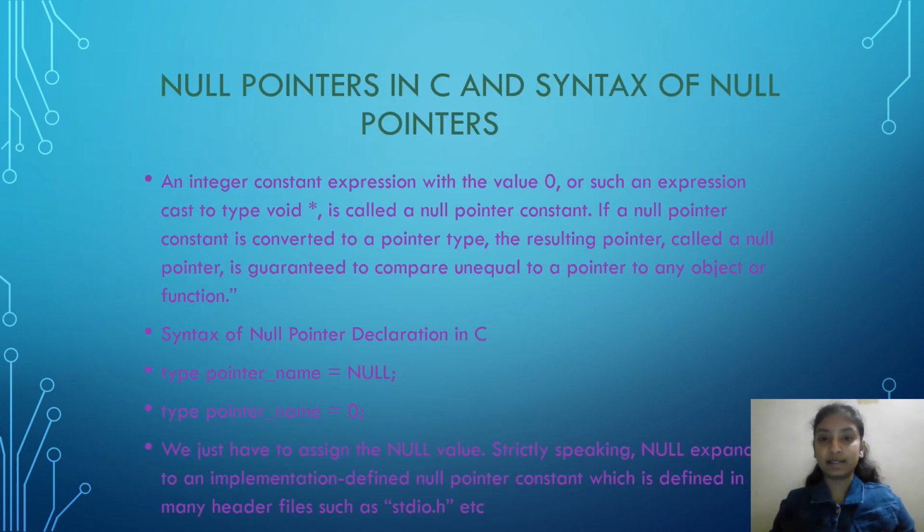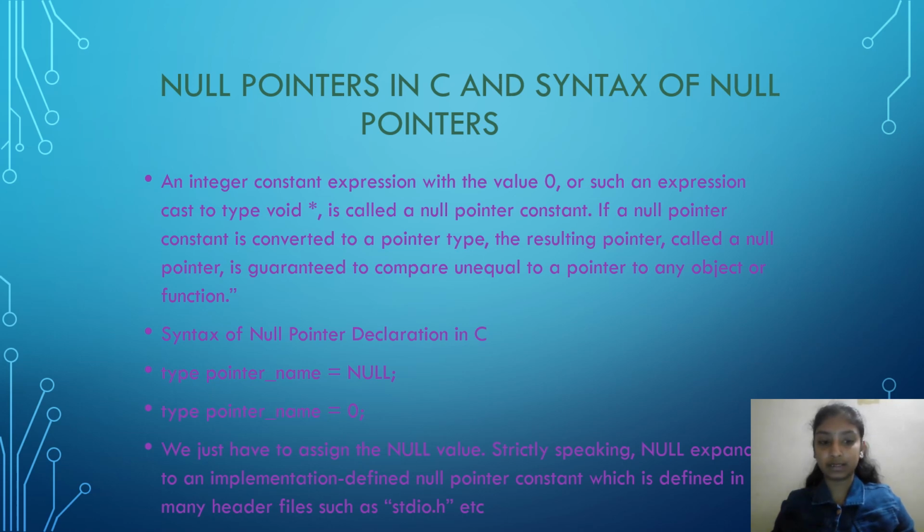Null pointers in C and syntax of null pointers. An integer constant expression with the value 0, or such an expression cast to type void *, is called a null pointer constant. If a null pointer constant is converted to a pointer type, the resulting pointer, called a null pointer, is guaranteed to compare unequal to a pointer to any object or function.